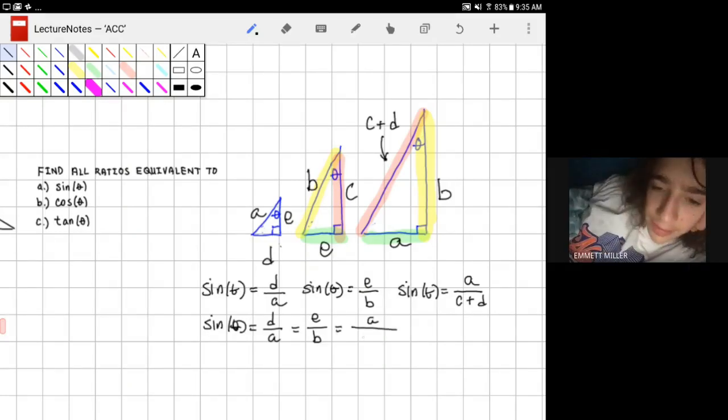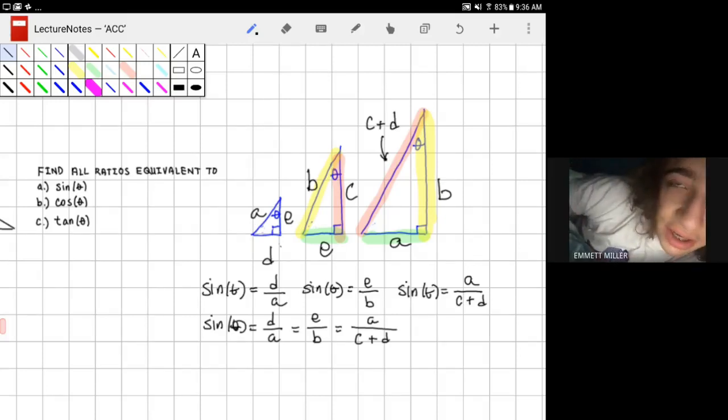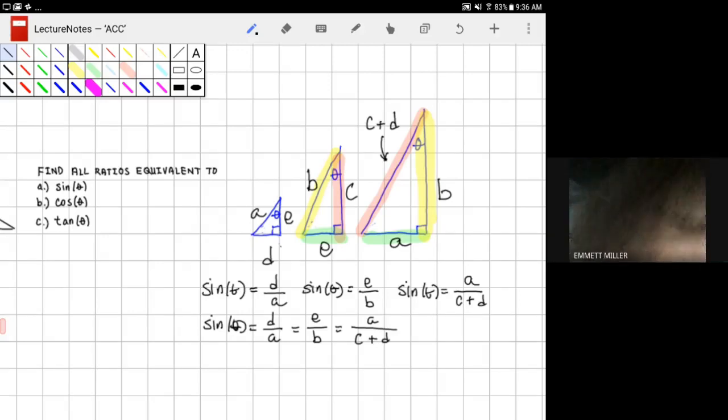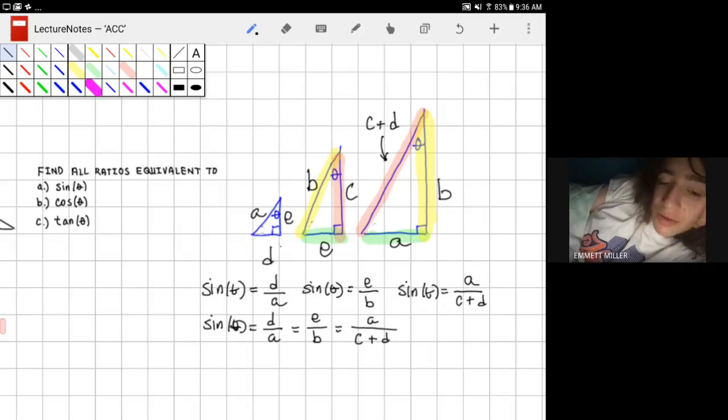Wait, shouldn't it be a squiggly line? Nope. It is 100% equivalent, not similar. So when we say things are similar, what is implied in that word again, Emmett? That they share a common ratio? That the sides share a common ratio. That's right. Do we say ratios are similar, or do we say ratios are equivalent? Ratios are equivalent. There you go.